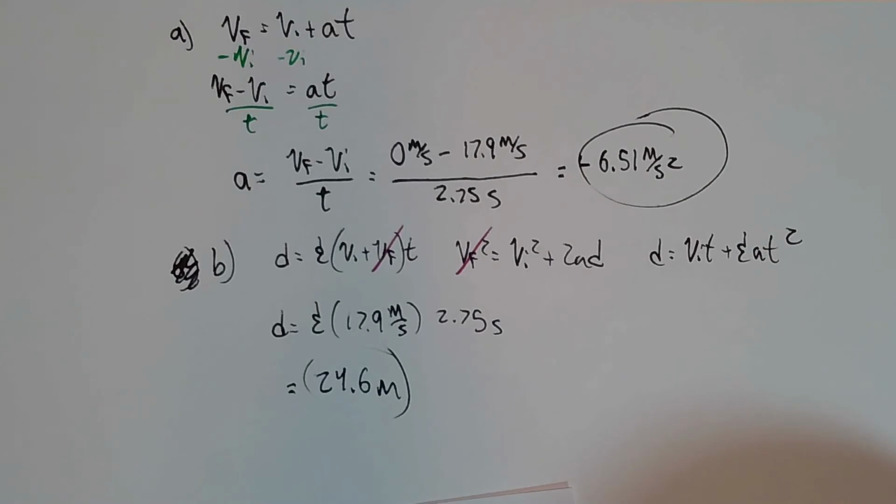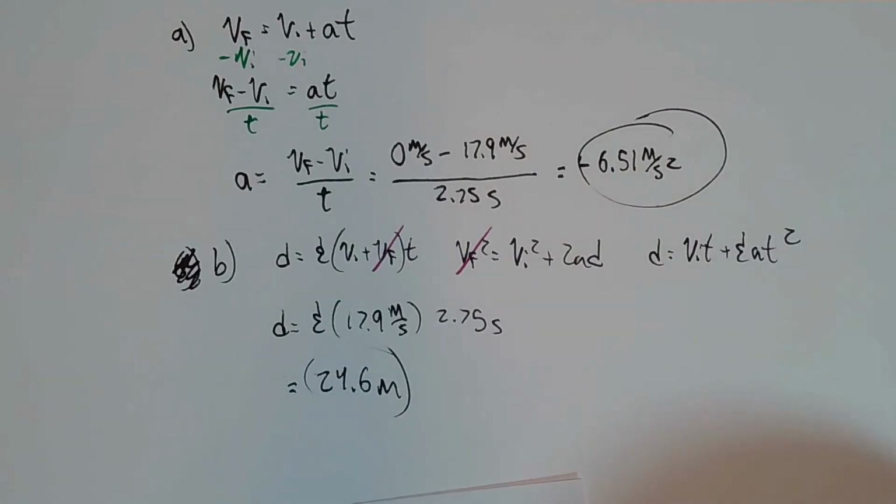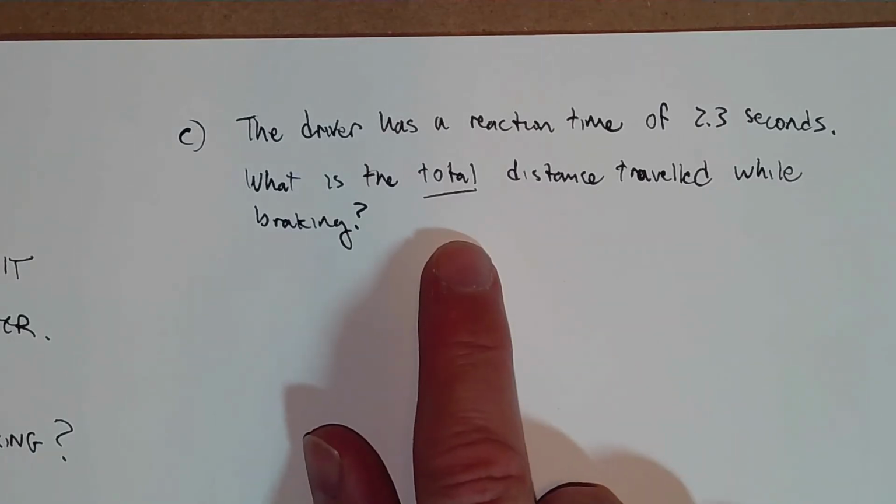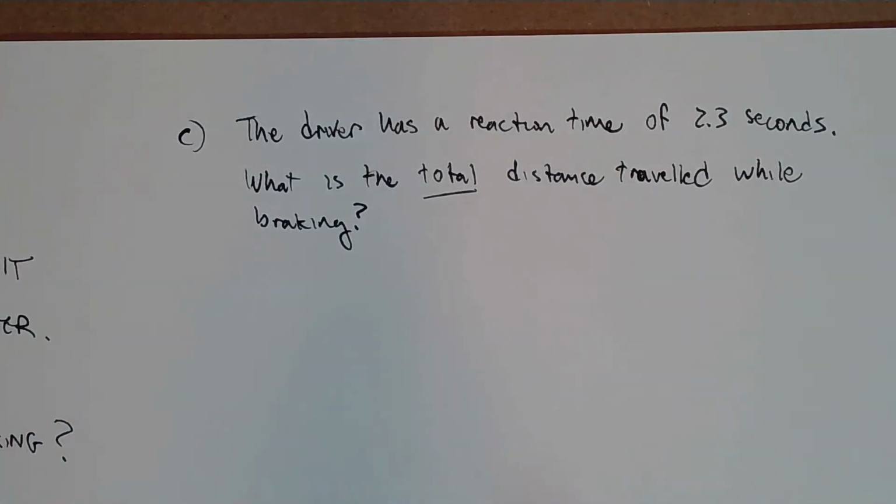And the part C is going to read as follows. People's reaction times vary. But let's argue, for the sake of this problem, and again, the internet agrees with me on this depending on what site you look at. Let's add part C here. Okay, total distance traveled while braking. So let's take a look at this now.